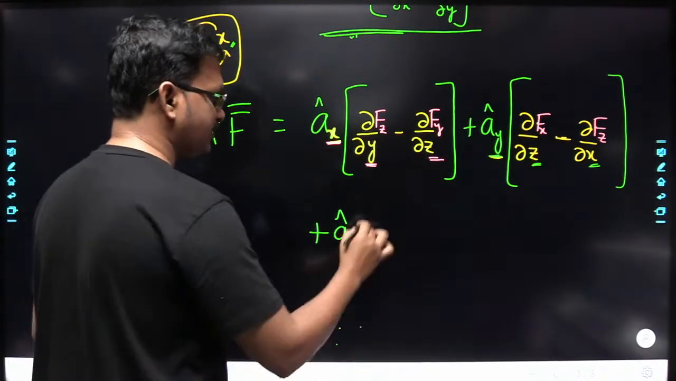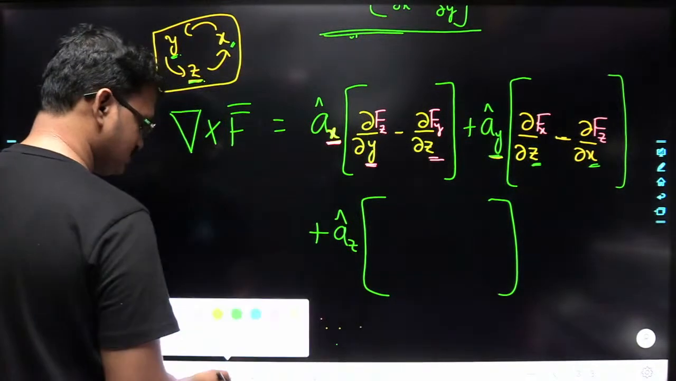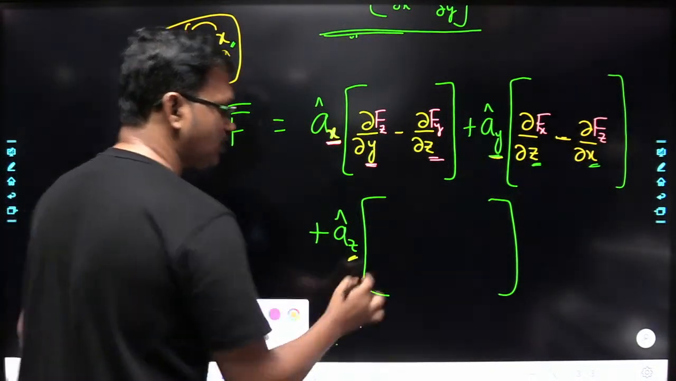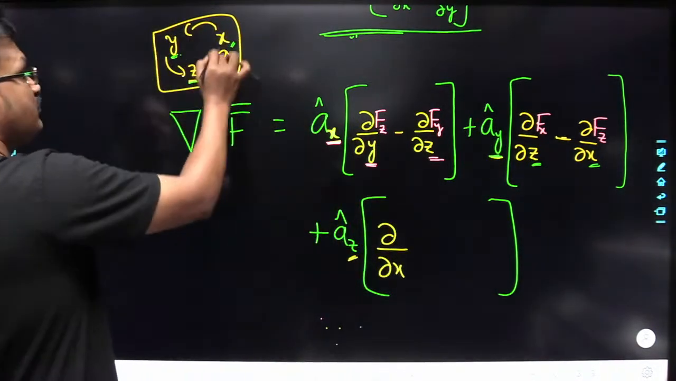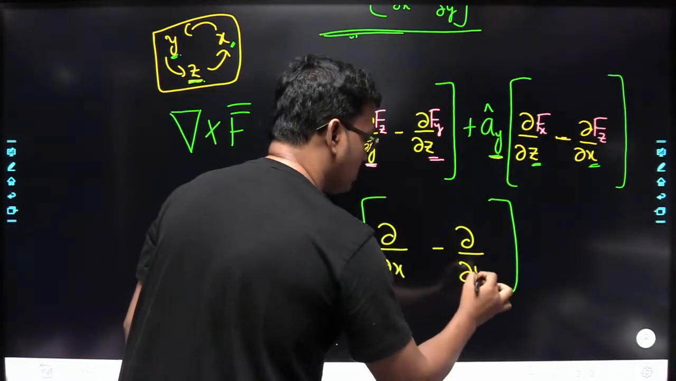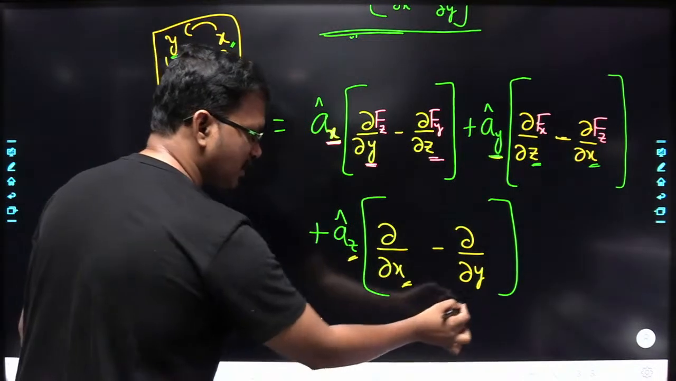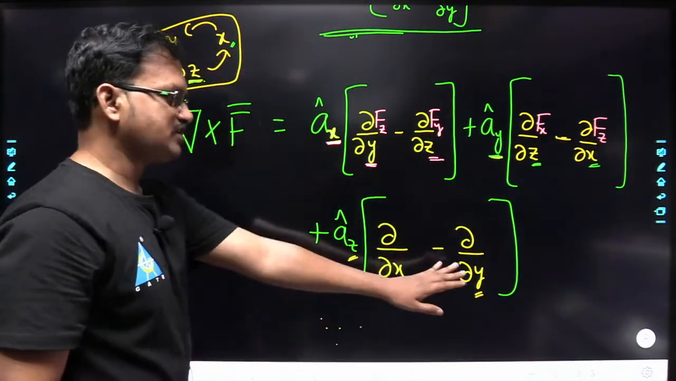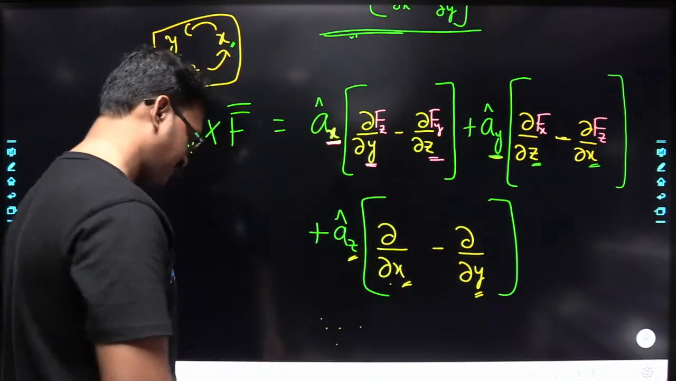Next, how to write the z component. Now here you are having z. So next what you have to write here: dou by dou x. So after z you are having x. Yes or no? Dou by dou x minus dou by dou y. After x you must get y here. So here z, here x and here y. Now differentiate the y component with respect to x and the x component with respect to y.